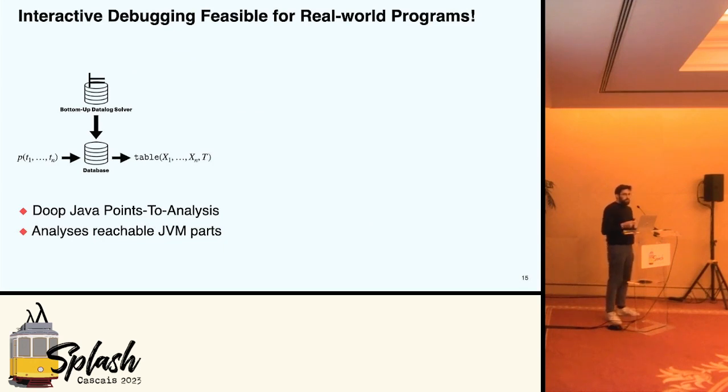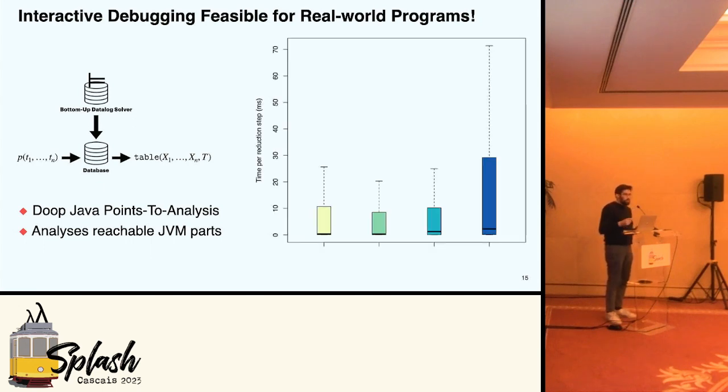So we have this idea of combining top-down and bottom-up for step over, but does this actually work? Does it give us responsive interactions for step over? We measured that on a DOOP analysis, a Java points-to analysis that also analyzes parts of the JVM. We described a few scenarios in the paper where we measured a lot of step over interactions, and indeed it's feasible. Most of the step over interactions take at most 70 milliseconds, so it's quite responsive.